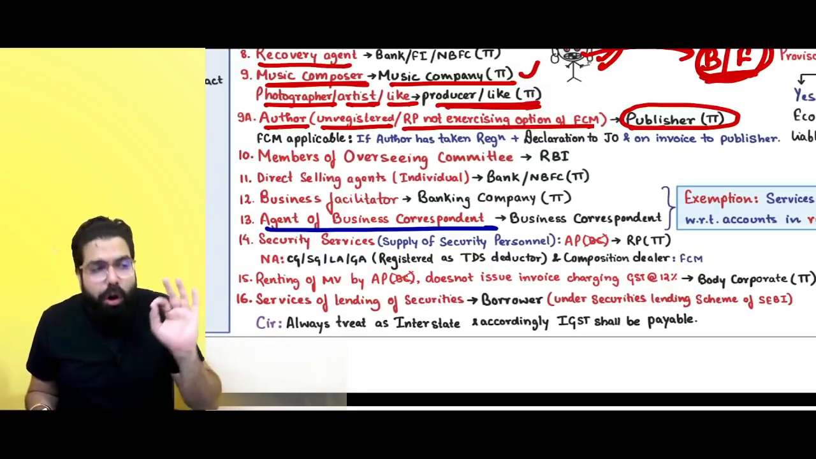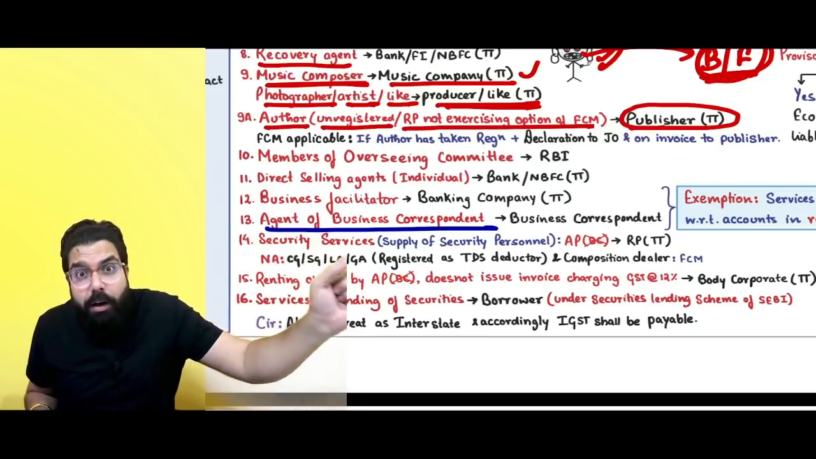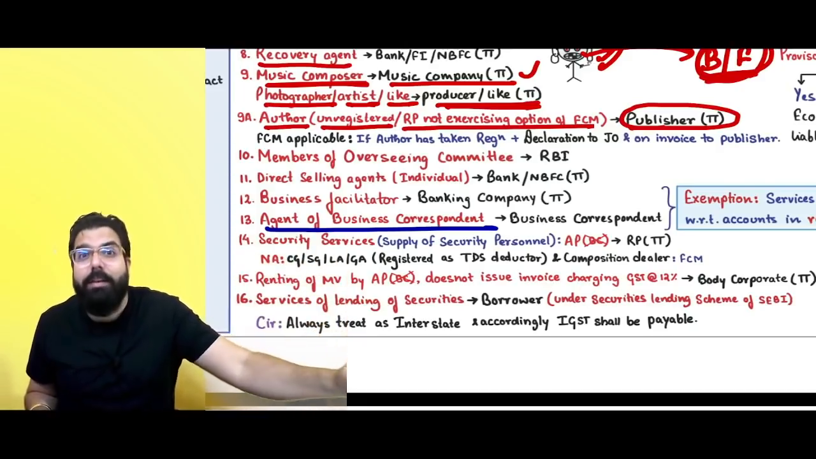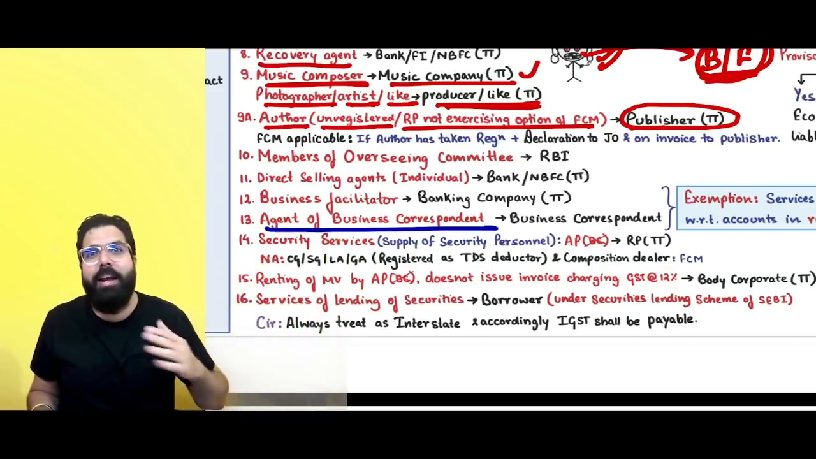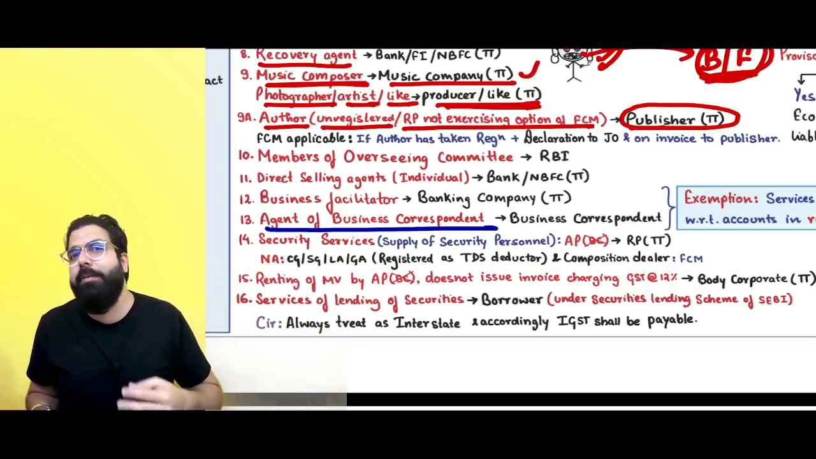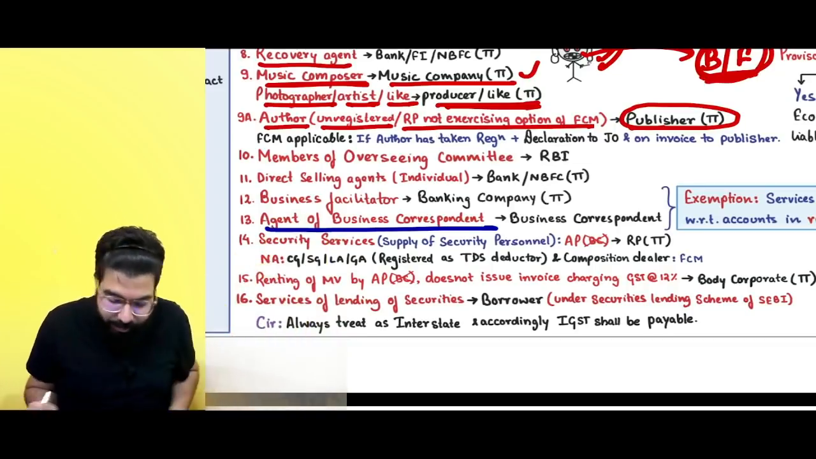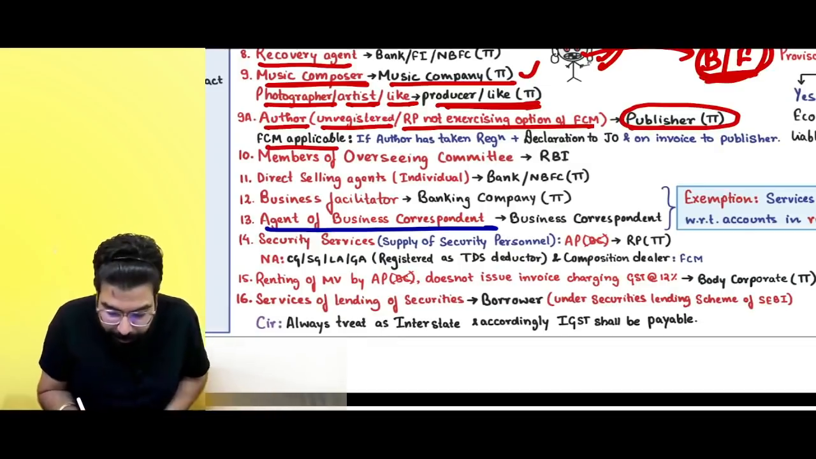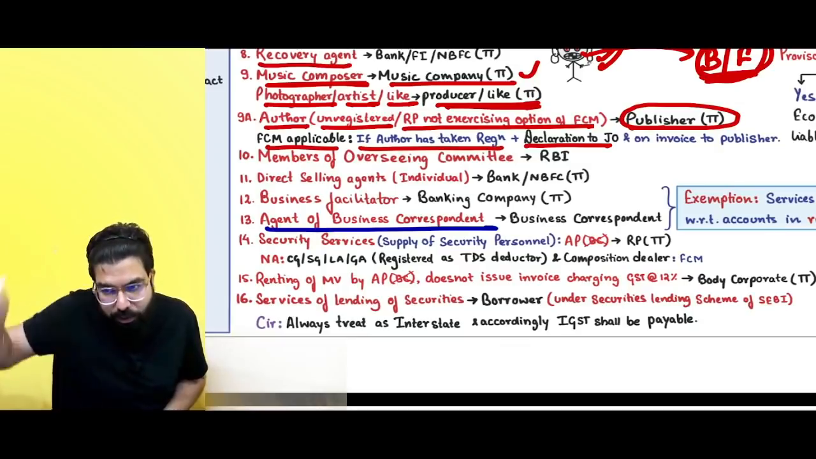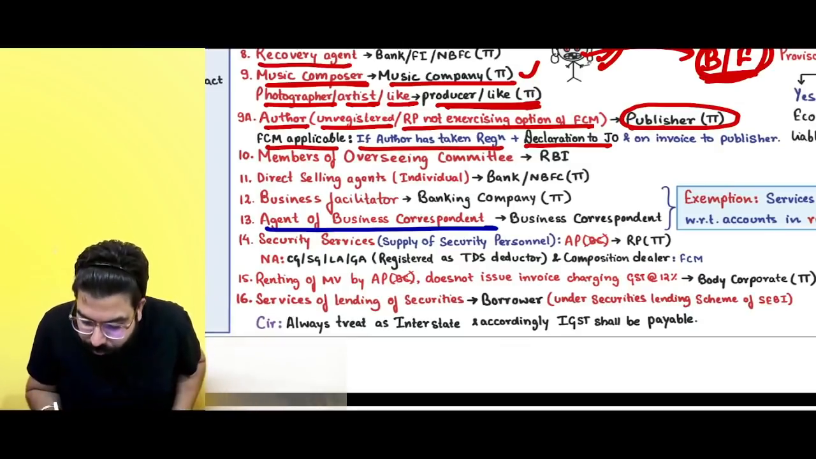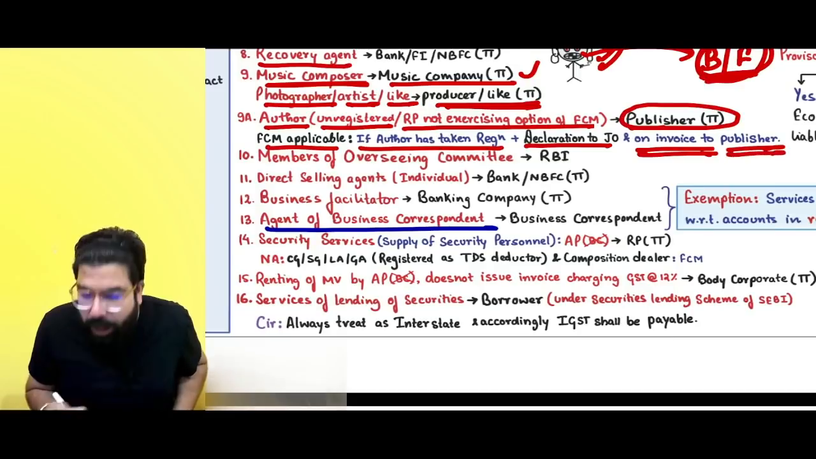And also, when you give the invoice to the publisher, you have to write a declaration that, sir, you don't have to pay the GST under RCM. I have taken registration. I have collected the GST. I will pay. So forward charge mechanism is applicable if the author has taken registration, has given a declaration to his jurisdictional officer, and has also given it on the invoice to the publisher.